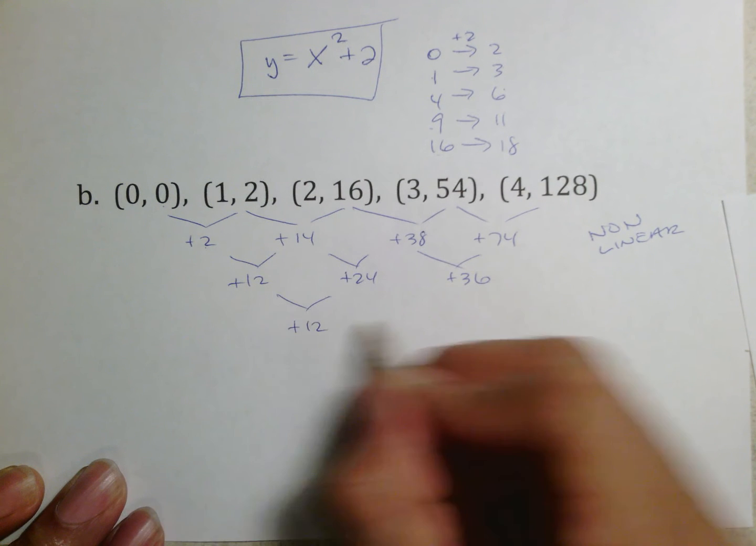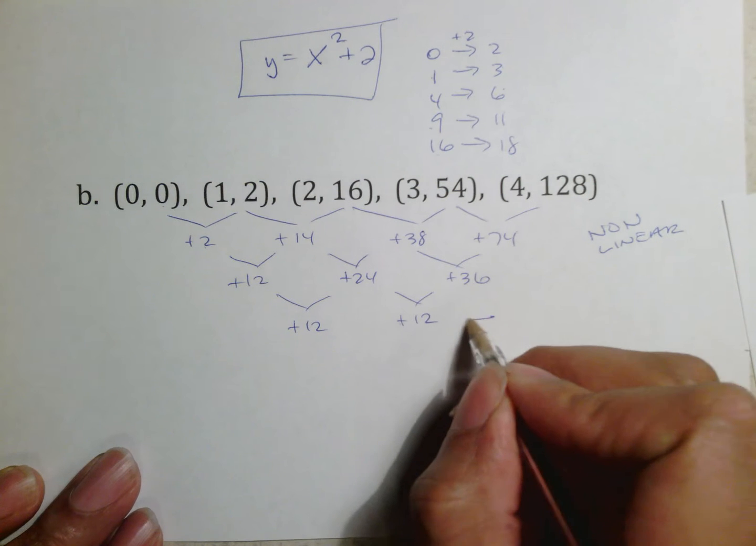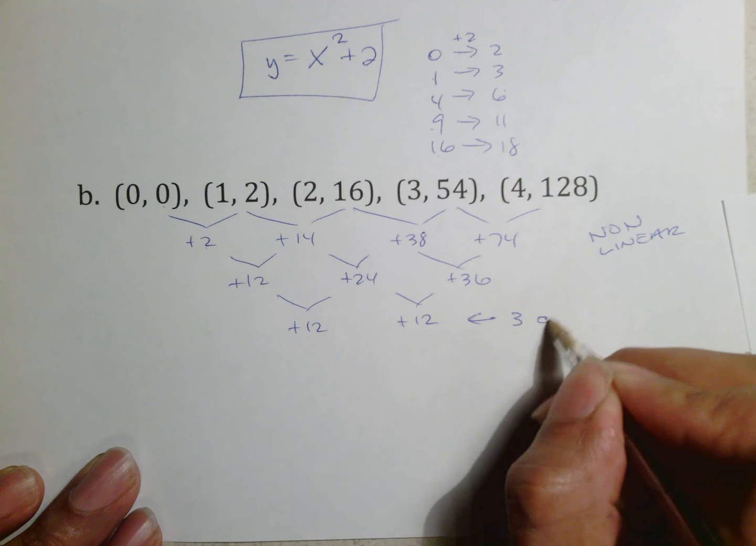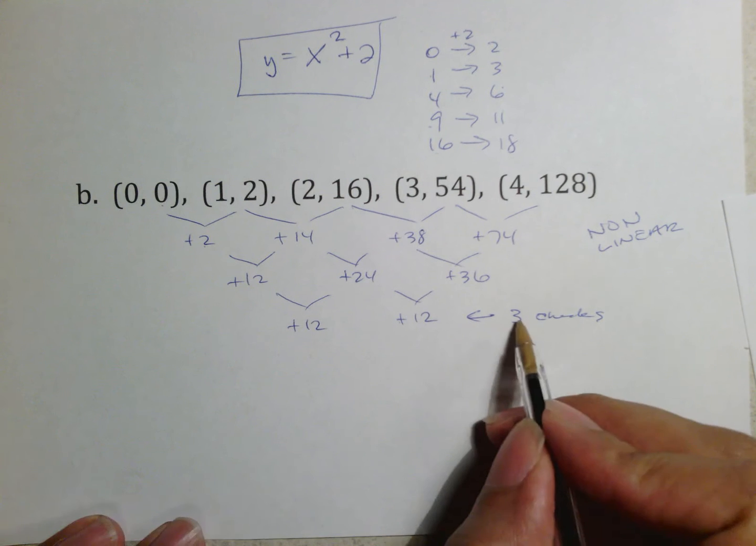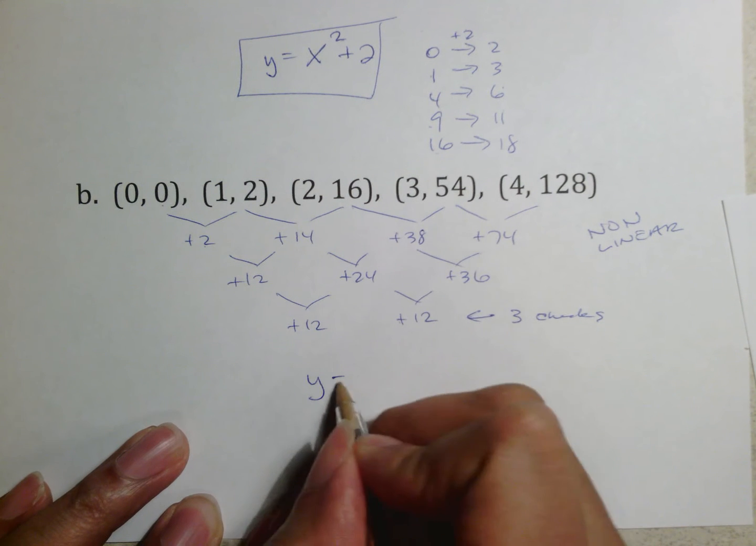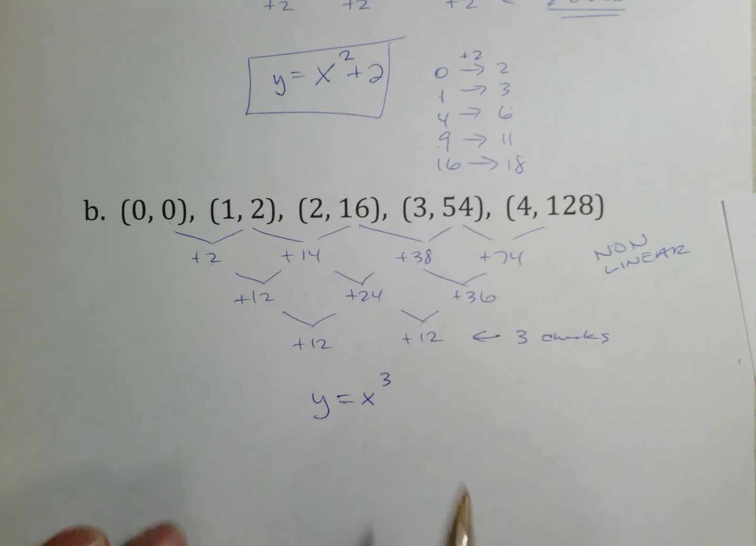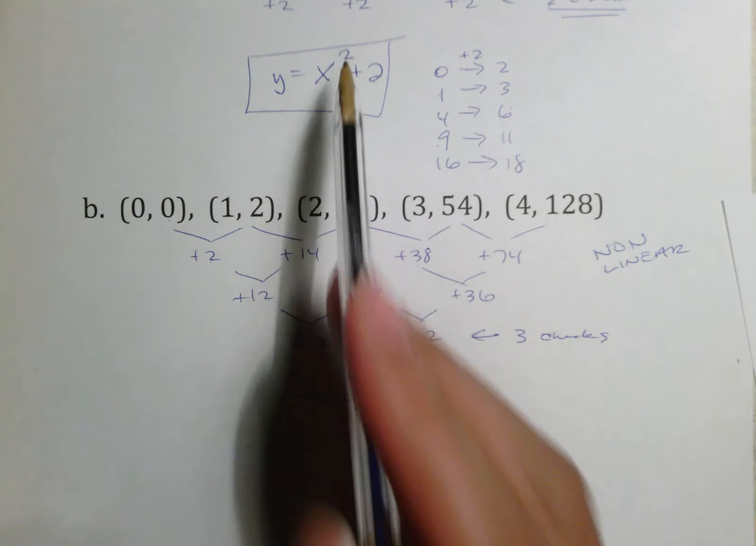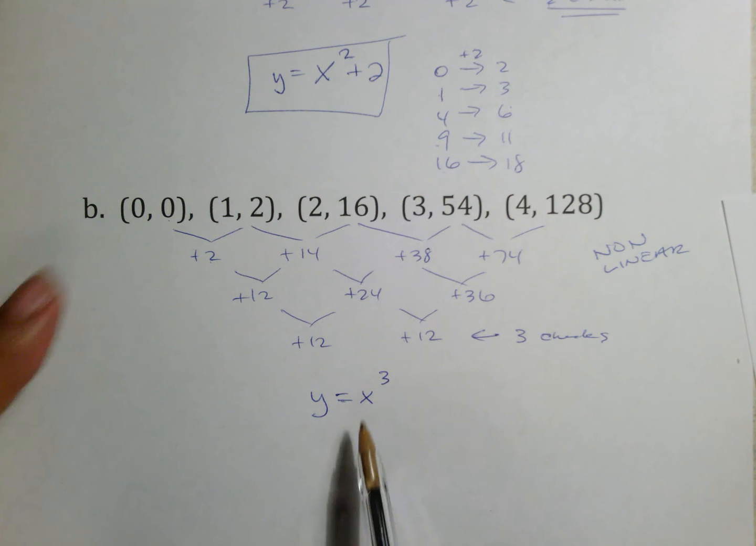12 to 24 is +12. 24 to 36 is +12. So notice that it took 3 checks. And as we're learning today, if it takes 3 checks, then my base pattern is y equals x to the third. So again, if it takes 2 checks, I put x squared, but because this was 3 checks, it's x to the third. Everything else is the same.